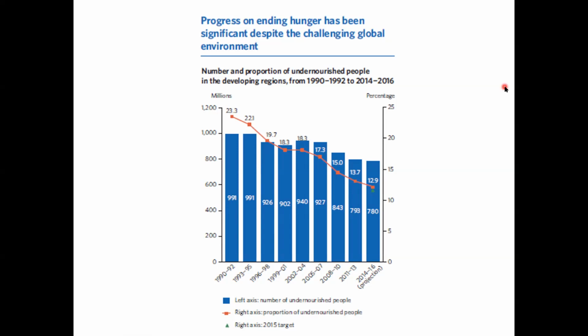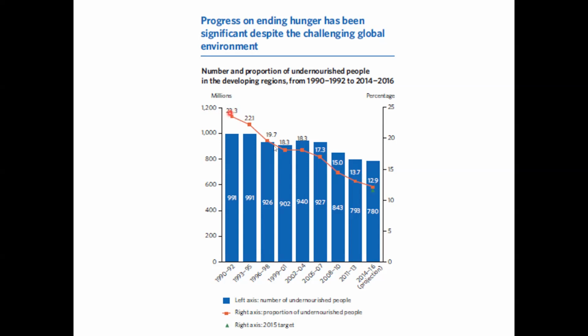Progress on ending hunger has been significant despite a challenging global environment. So, the number and proportion of undernourished people in the developing regions. The left axis is the number of undernourished people, in millions. The right axis is the proportion of undernourished people, as a percentage of the population. And so we can see a decline, particularly in terms of the proportion. Here we're seeing from 23% down to 12.9%, so 13%. So we're definitely seeing a decline.